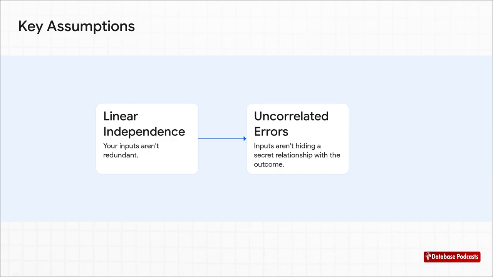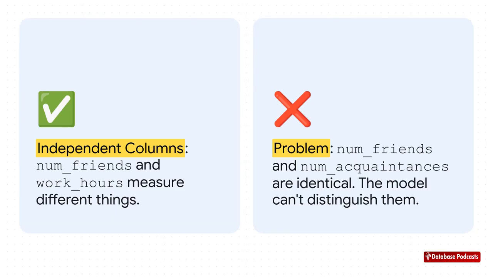Now, there are a few assumptions for a really robust model, but we're going to focus on two that are absolutely critical. The first rule is what we call linear independence. Put simply, this just means your inputs can't be redundant.